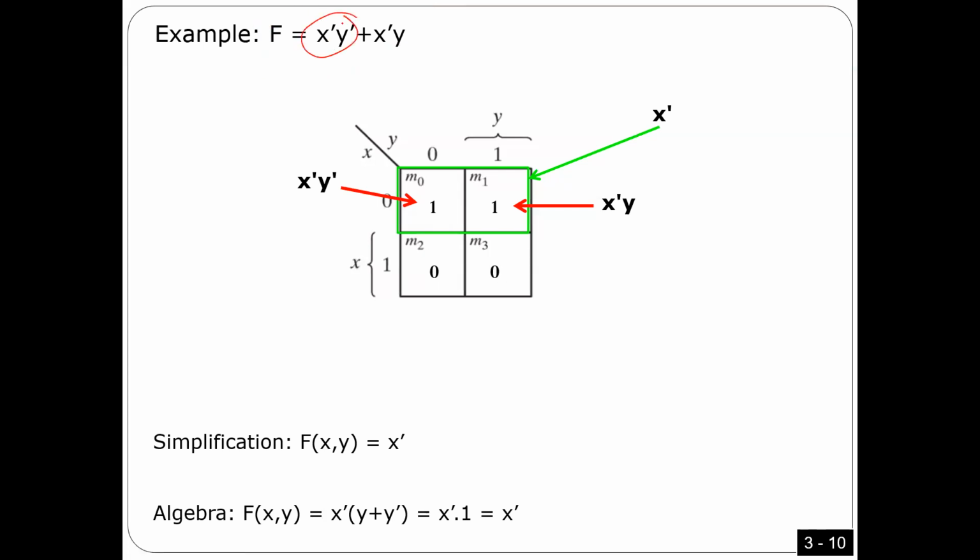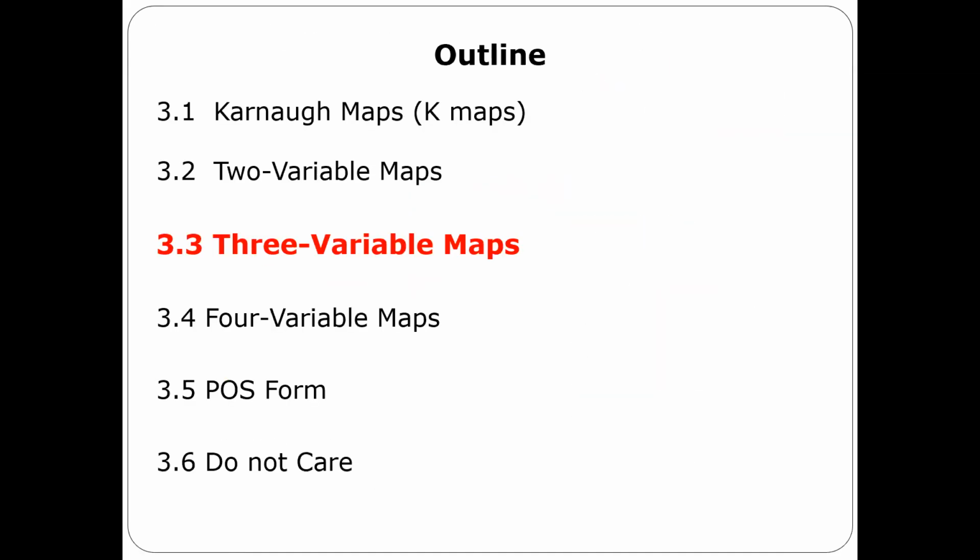Originally, if I take this one alone it's going to be x prime y prime. If I take this one alone, it's going to be x prime y. But if I make it a group, instead of having two terms, I'm going to have only one term. This is the simplification. Okay. So these two together, which area is this one? X prime. So that's why f here is equal to x prime.